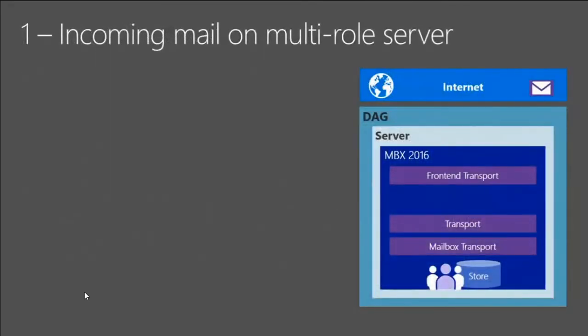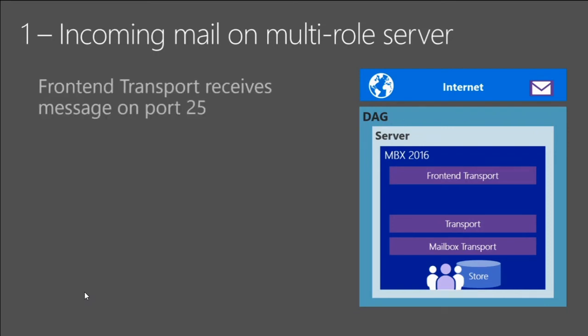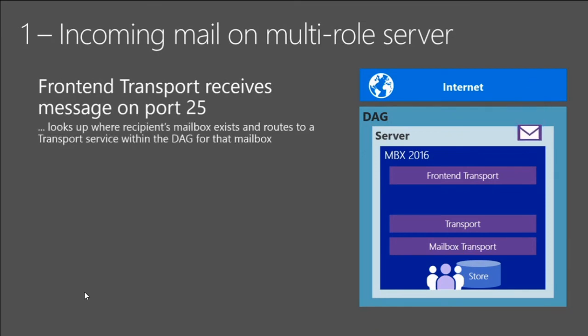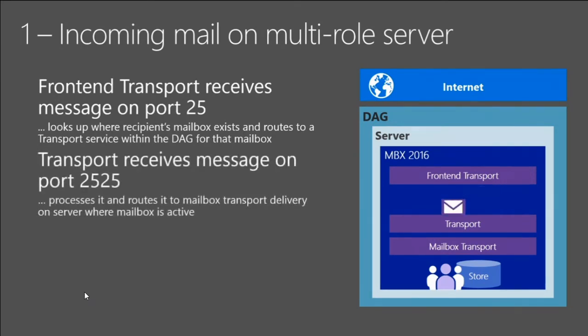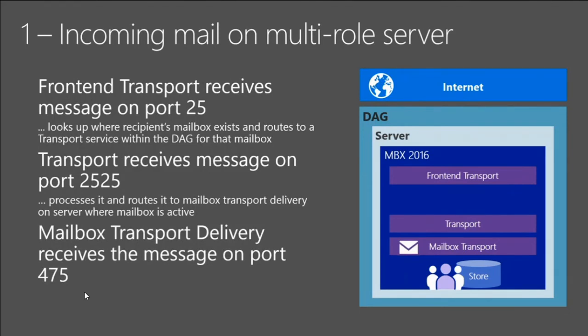So, all right, let's see how this works. You have one machine. Let's understand this. You have one machine that's a mailbox server. It has all the 3 transport components, and there's a mail item coming in for this person in purple. Front-end transport service receives this on port 25, determines which DAG, and since there's only one DAG here, it will send the mail to the transport service on 2525, which processes it and sends it via mailbox transport on 475 to the store.